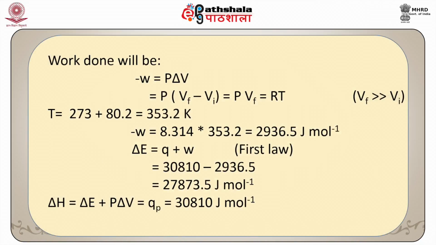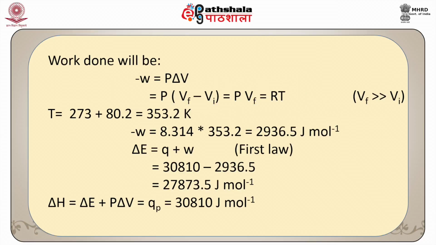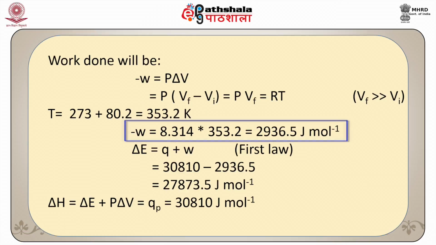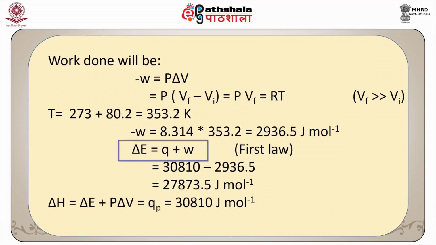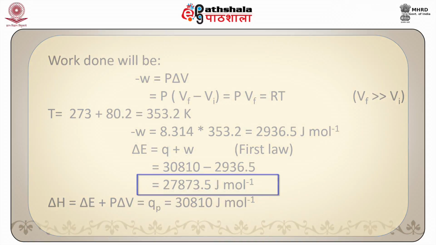Work done will be given by minus W is equal to P delta V, which is equal to P (Vf minus Vi) is equal to RT. Temperature is 353.2 Kelvin. Minus W will become 8.314 into 353.2 is equal to 2936.5 joules per mole. And delta E would be given by Q plus W according to first law, which is 27873.5 joules per mole.